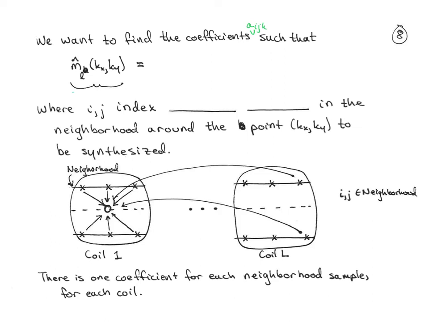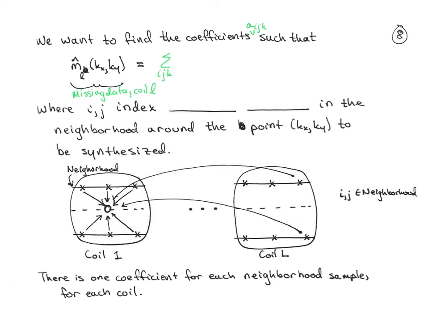Okay, and we want to find a set of coefficients a sub i, j, k such that we can fill in data for each coil. So this is what we're going to define as the missing data for coil L as m hat sub L of kx, ky. And we're going to try to find a set of coefficients such that the following expression is satisfied: the sum over nearby k-space locations i, j. i is going to index, for example, over readout points, j will index over nearby phase encoding lines, and k will further index across different coils. So we're going to take every coil's data and use it to synthesize every coil's missing data.